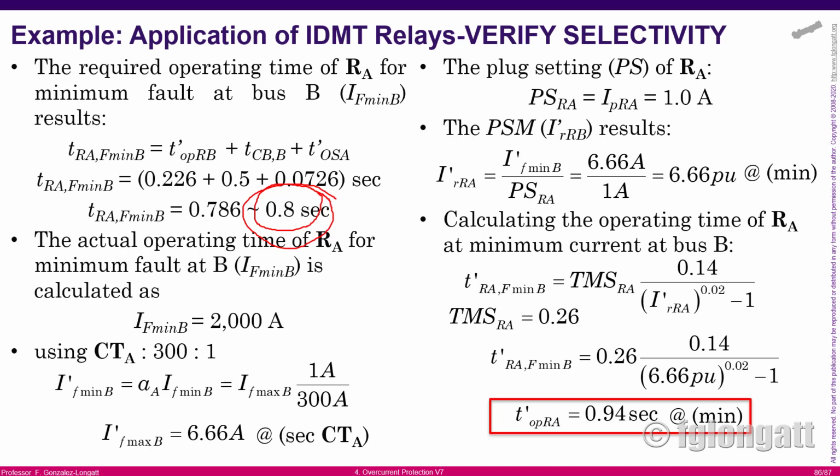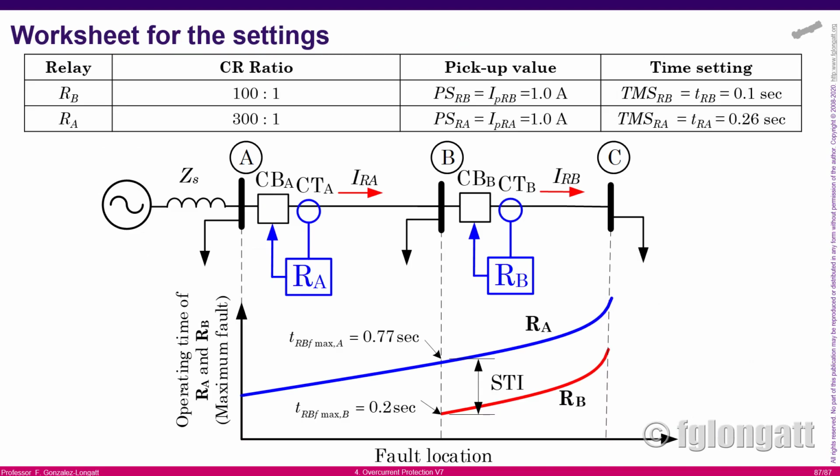Well, what is the next step? The next step is to create a summary about the protection settings, and in this case we are presenting the single line diagram. We are showing there that the current transformer at relay B is 100 to 1. The current transformer at relay A is 300 to 1.